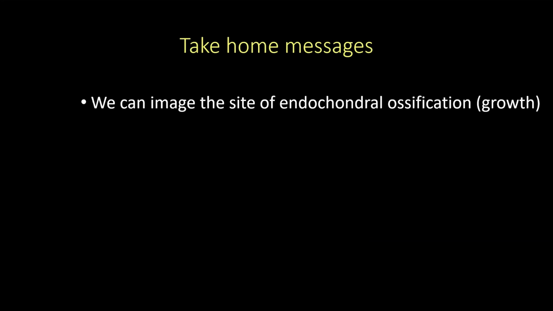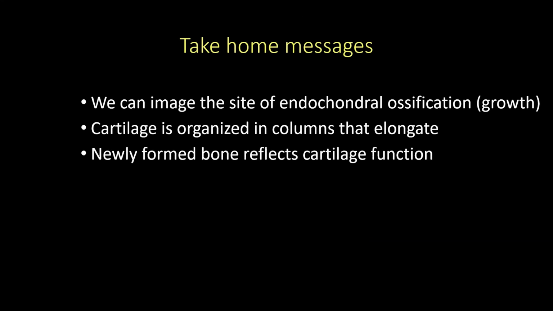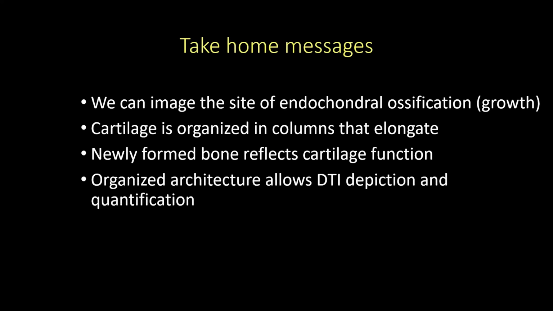So what I would like to say to you is what I found, and I hope in the future we can find even more, is that we can image the site of endochondral ossification, thus the growth. This we already know, of course. The cartilage itself is organized in columns that elongate, and the newly formed bone reflects the cartilage function. The combination of these and the organized architecture allows diffusion tensor imaging, DTI, to depict this and also quantify the number of tracts and actual growth itself.